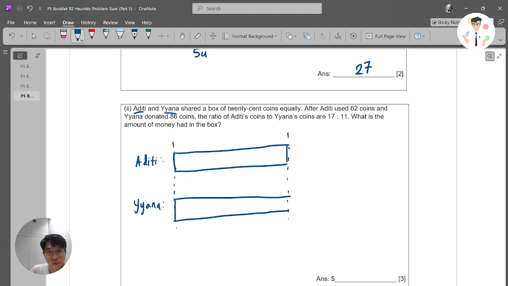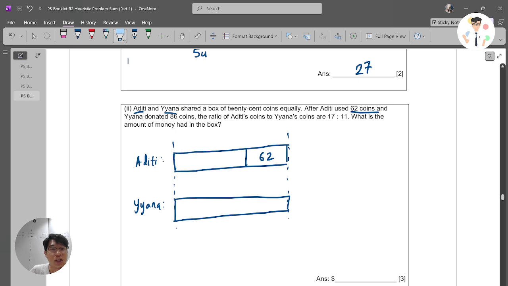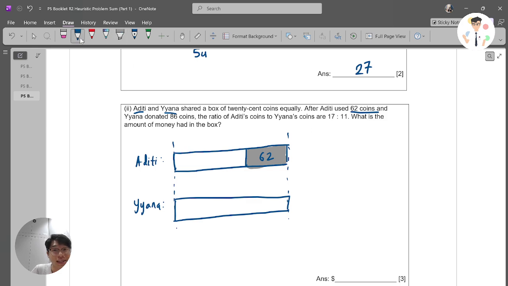Okay, the same. Now, Aditi used 62 coins. Means that I now need to cut away 62 coins. So again, I will shade it with gray color so that you know that it's not there anymore. Okay, so shade. Next part, Yana donated 86. So wow, so kind. So I cut here 86. Again, I shade here. Now, after I shade here, the white color part is what I left.